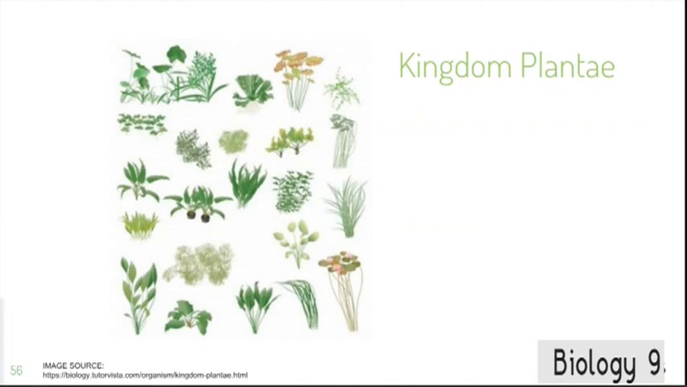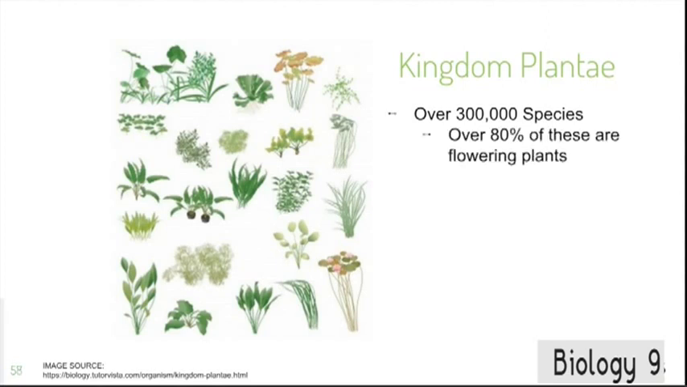Okay, we're now on to the kingdom of plants. Plants, this kingdom is huge. There are over 300,000 species, okay? And they range from tiny, tiny mosses to giant trees. Over 80% of these are actually flowering plants.